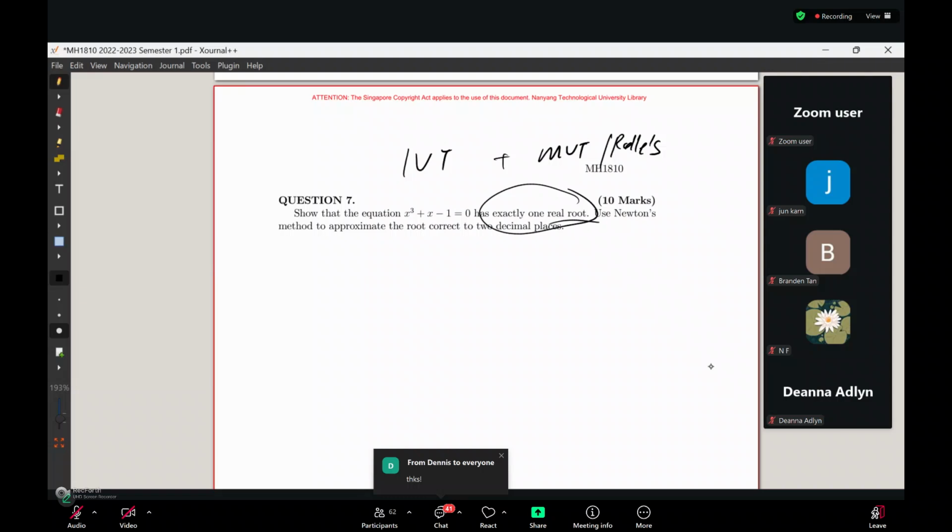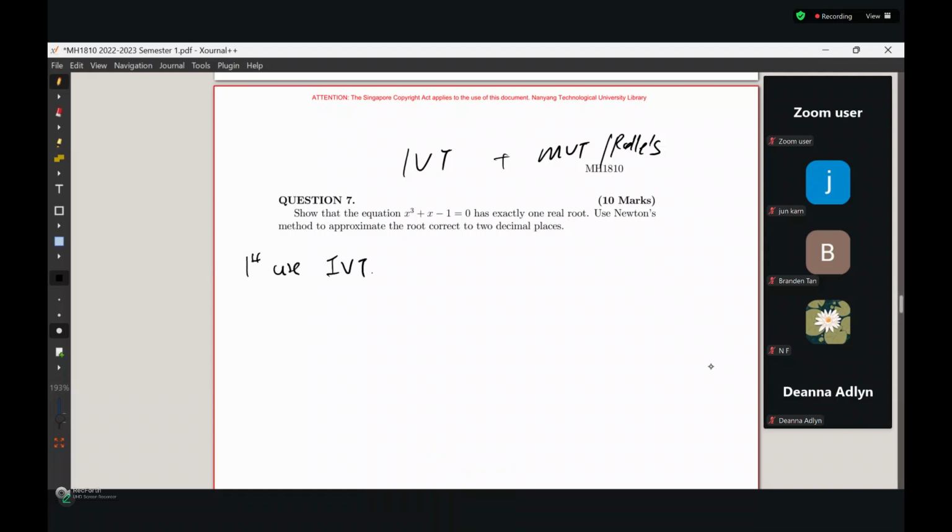Okay, let me move on. So my function here, first, use IVT. Look at the function here: f(x) is equal to x cubed plus x minus 1. Clearly f is continuous.